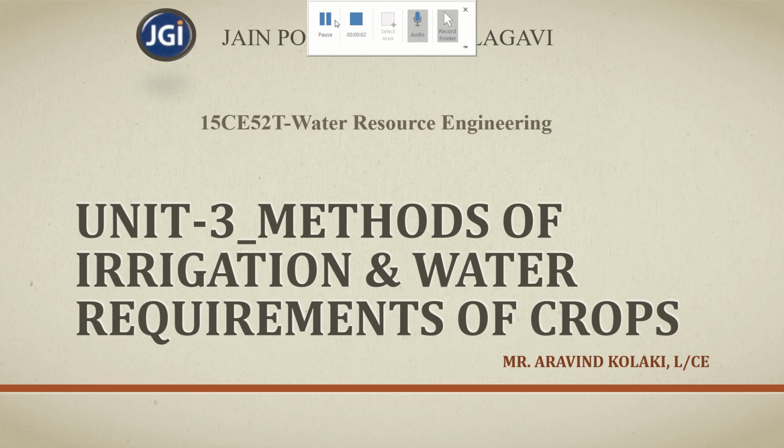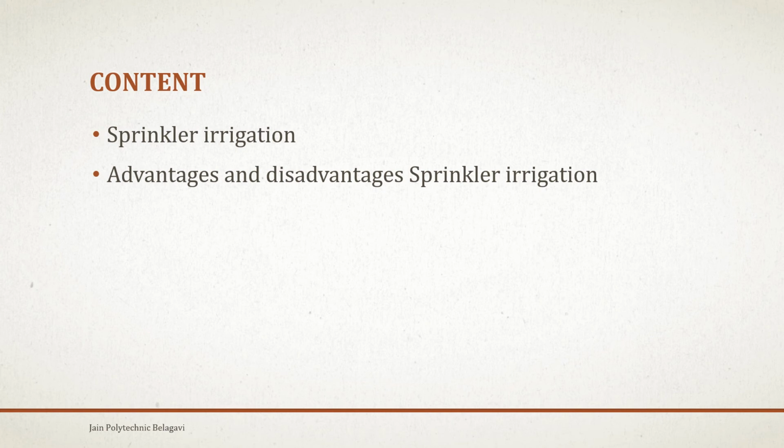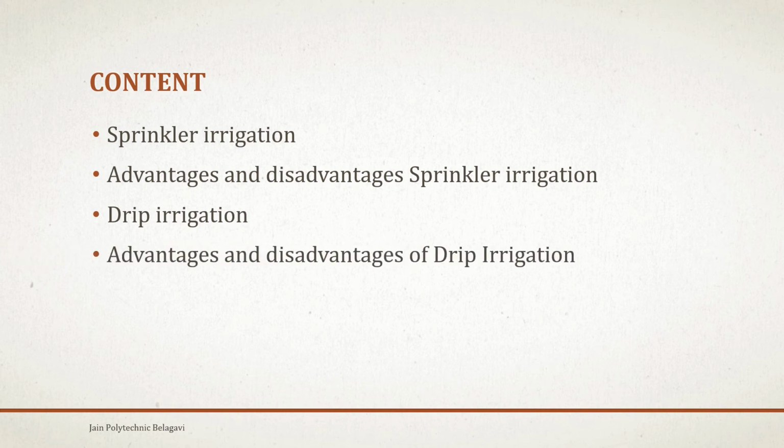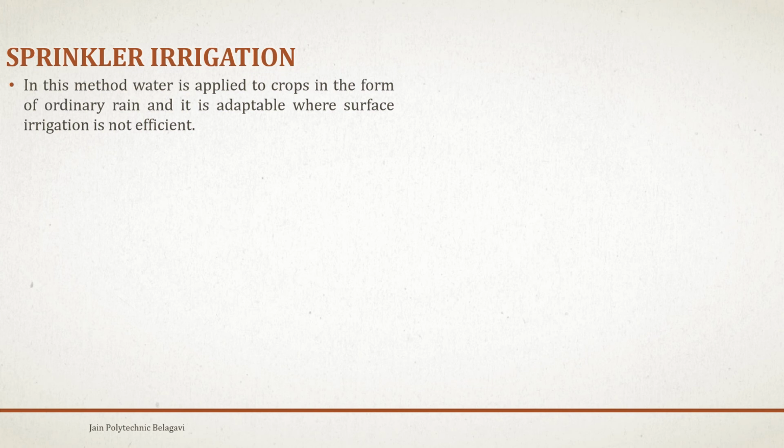Welcome back, students. We were discussing the methods of irrigation and water requirements of crops. So, in this, again, we will be discussing the different contents like sprinkler irrigation, the advantages and disadvantages of sprinkler irrigation, drip irrigation, and the advantages and disadvantages of drip irrigation. So firstly we will be discussing the sprinkler irrigation.